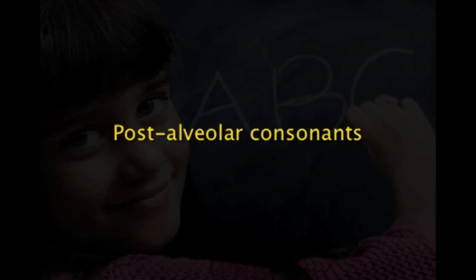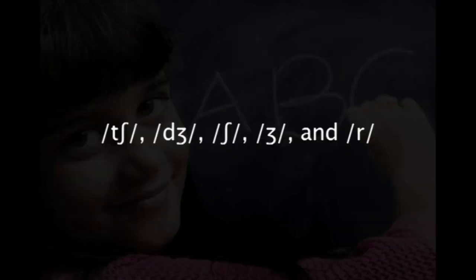After that, we have post alveolar consonants. During the production of post alveolar consonants, the active articulators are the tip, the blade and the front of the tongue, and the passive articulator is usually the part of the roof of the mouth which is between the teeth ridge and the hard palate. There are total 5 post alveolar consonants in English. They are ch, j, sh, zh and r.